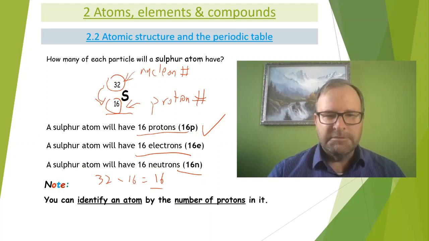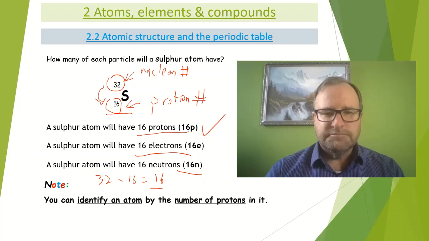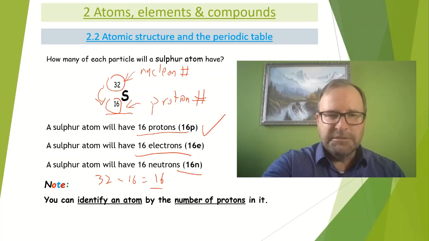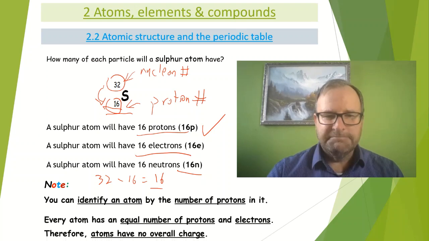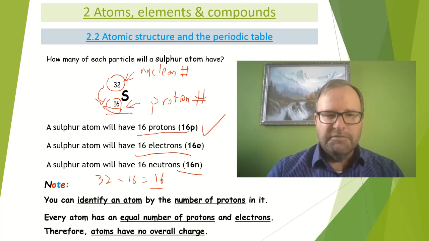Note, you can identify an atom by the number of protons in it. What does that mean? You can see number 16 here. Look it up in the periodic table, it is sulfur. So every atom has an equal number of protons and electrons and no overall charge.